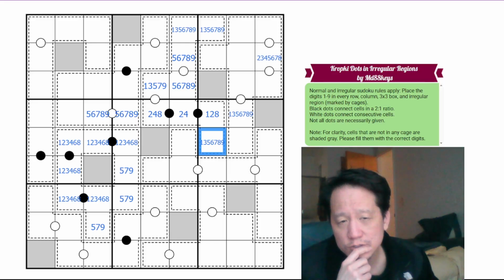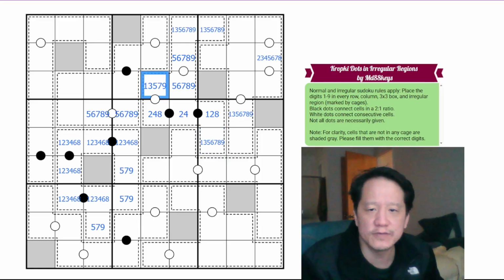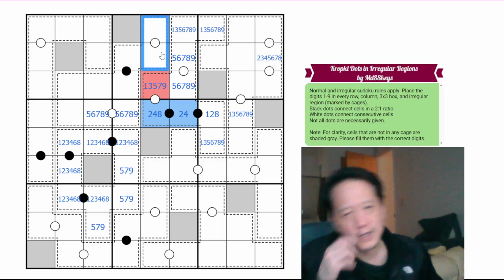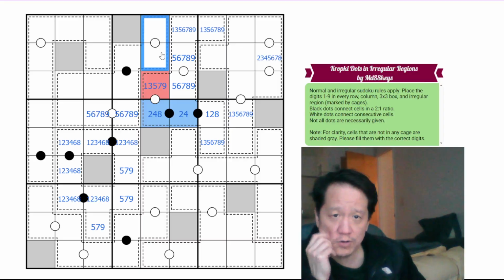Interesting. Where are 2 and 4? So this is odd. We know that for certain. So this is going to be odd. These are even. This is 1 odd, 1 even. 1 odd, 1 even. That means 3 odds and 2 evens accounted for.